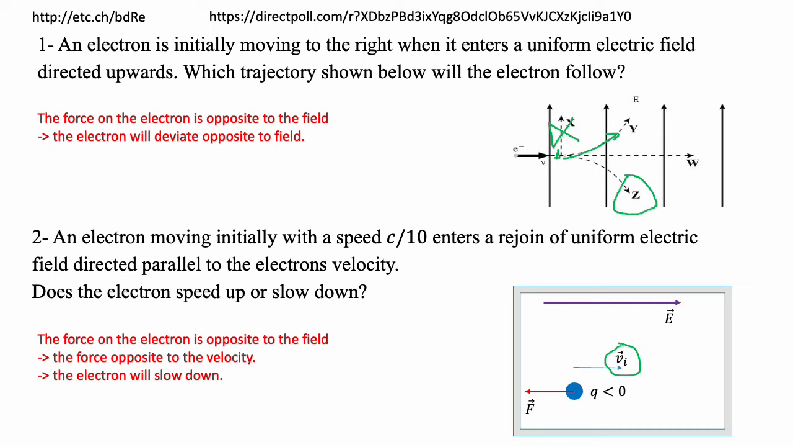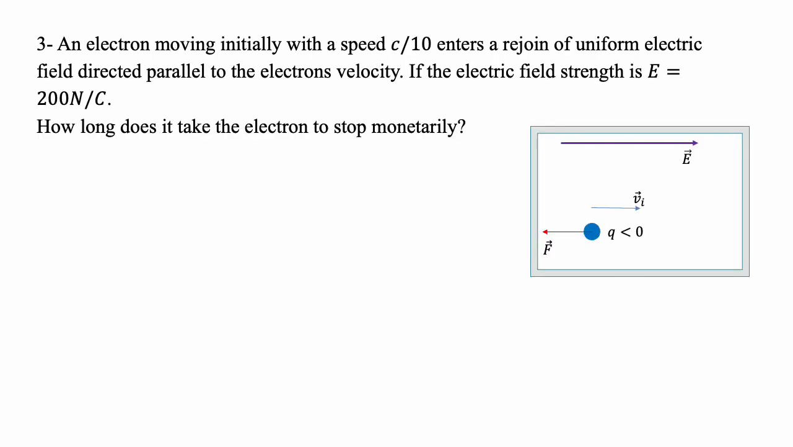Okay, let's take this one step further. If we know the strength of the electric field, say the electric field is 200 Newton per Coulomb, how long does the electron move before it stops? I want to see how much distance it travels before it stops, because it's slowing down, so eventually it's going to stop. I want to find the distance, or the time.